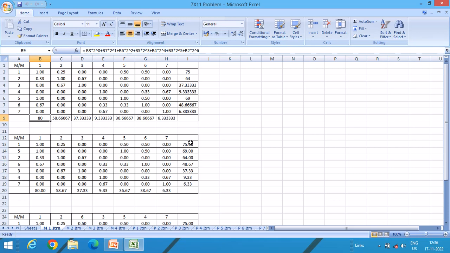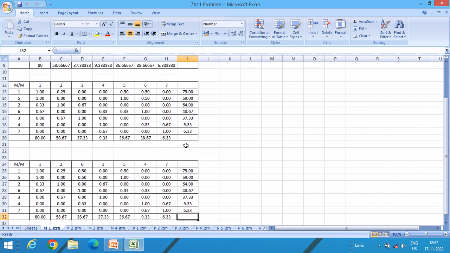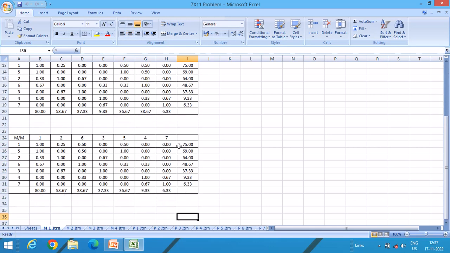Next, I am doing the iteration, that is, I am sorting the row weights as well as column weights. So first I am arranging the row weights in ascending order, according to the row weights. Next, I am arranging the column weights in the ascending order.